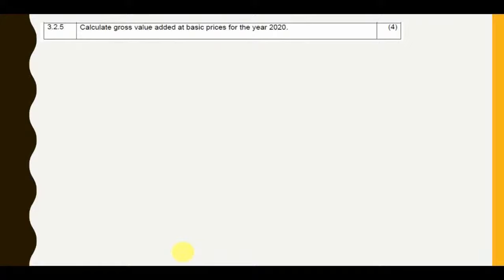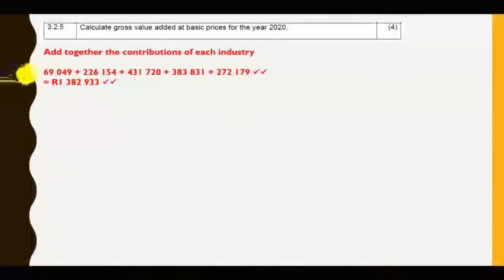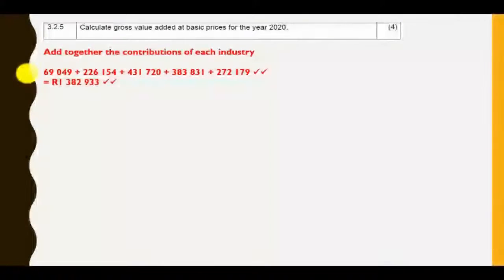So grade 12s, with this question, can you see that they haven't included any of the taxes, any of the subsidies? So it is a very straightforward, easy question. All that we do is we add together the contributions of each of the different industries. So all of those figures, and remember it's for the year 2020, so make sure you are adding the figures in the correct column. Don't make that mistake. And so we just add together those 5 different figures, and that is our answer. Please remember to put the rand sign in, and you'll see what I've done is I've put the ticks in here. Remember, this is for 4 marks.